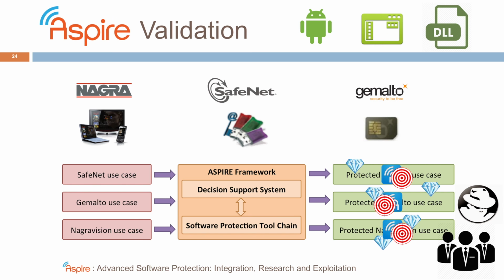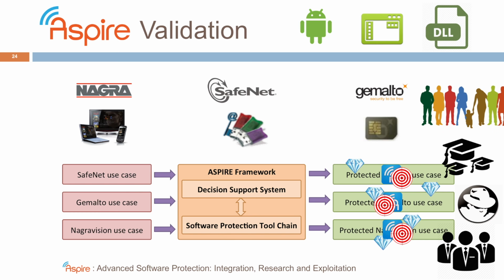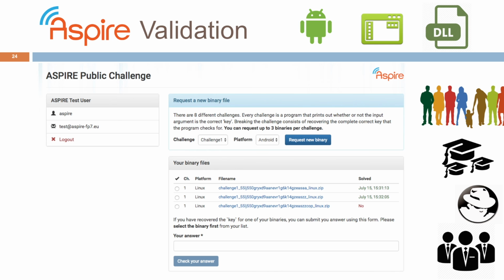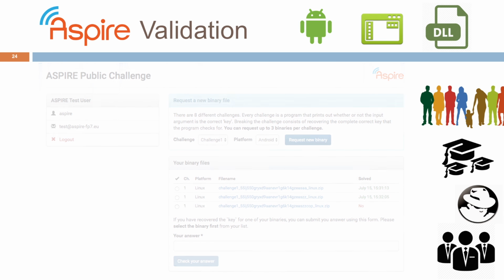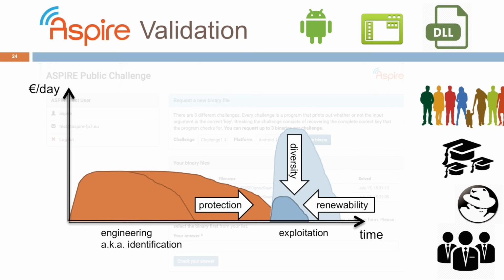But those were not the only experiments. We also conducted experiments with academic students, and we let them attack small toy examples, and we even involved the public in the project. To that extent, we developed and launched a public challenge where everyone could download challenges and provide and check their answers. I cannot go into the detailed results of all these experiments, but overall the result was that we met our initial project goal. Going back to our original economic model, these experiments confirmed that attackers are in fact delayed as envisioned by our protections. So here as well, the result was positive.